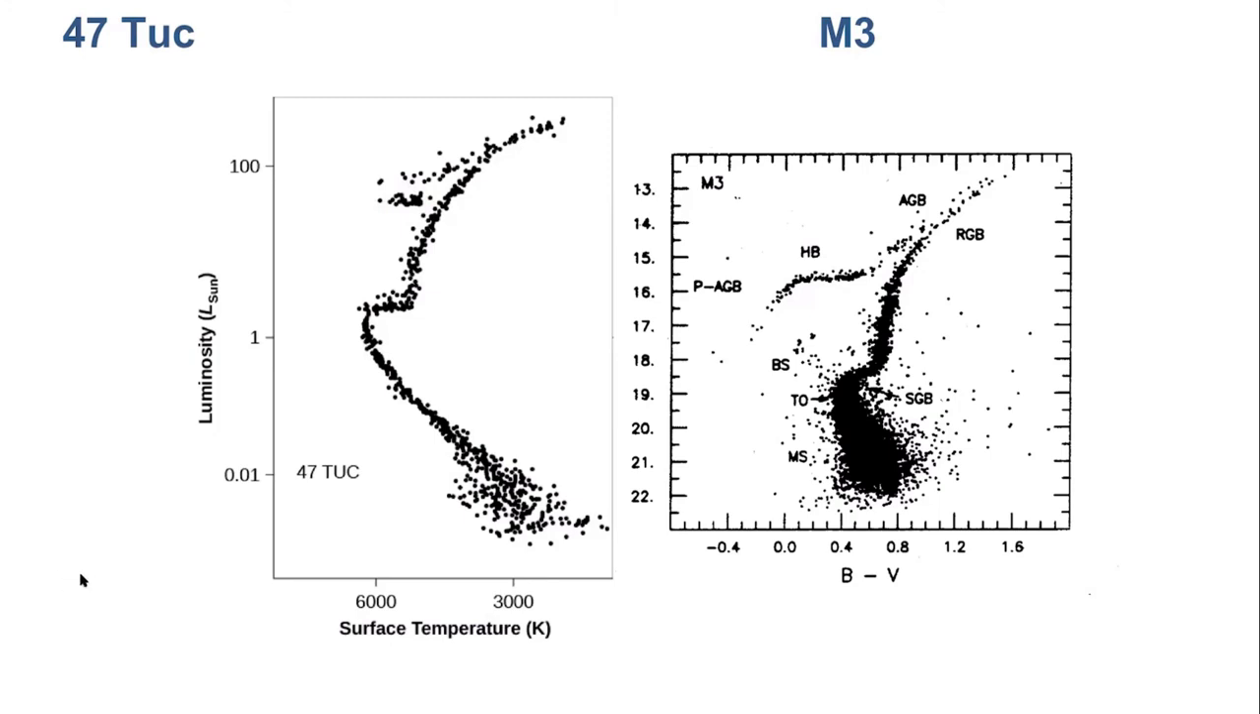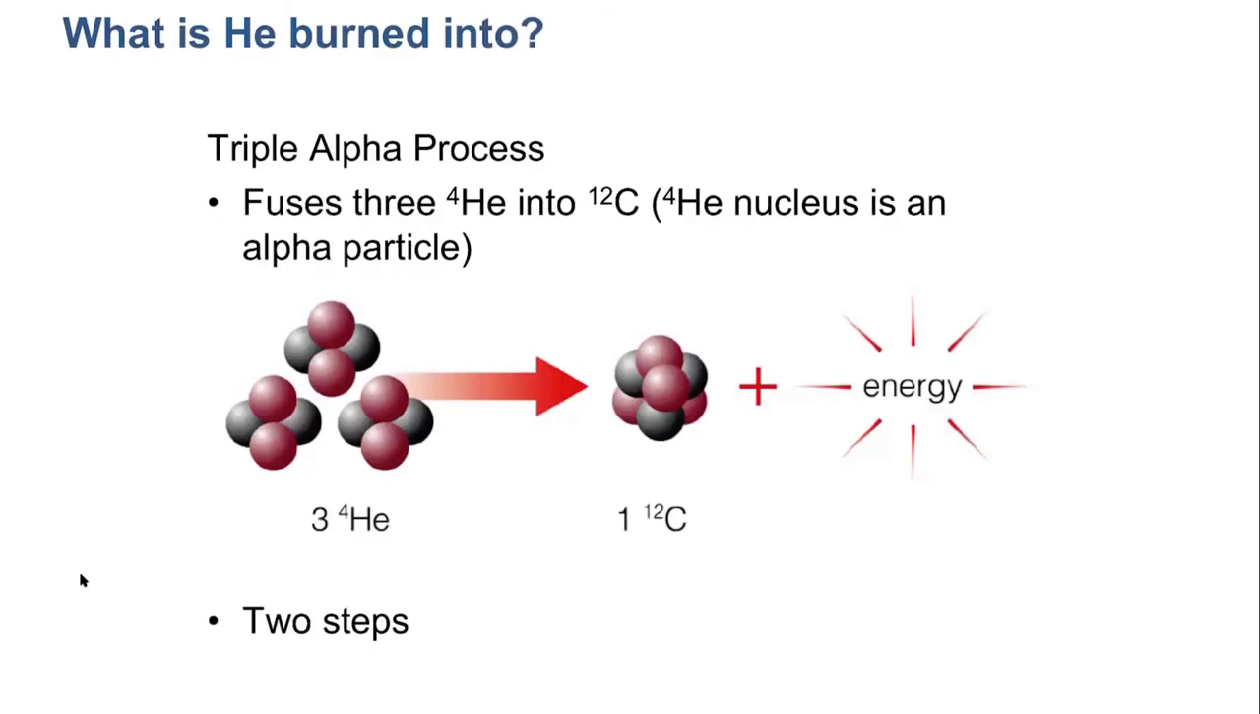So how does the fusion process begin? We talked about these helium core burners. What does that process look like? What is helium burned into? Well, helium burns in a process called the triple alpha process. This fuses 3 helium nuclei into 1 carbon-12 nucleus. And it's called the triple alpha process because these helium-4 nuclei are called alpha particles for historical reasons.